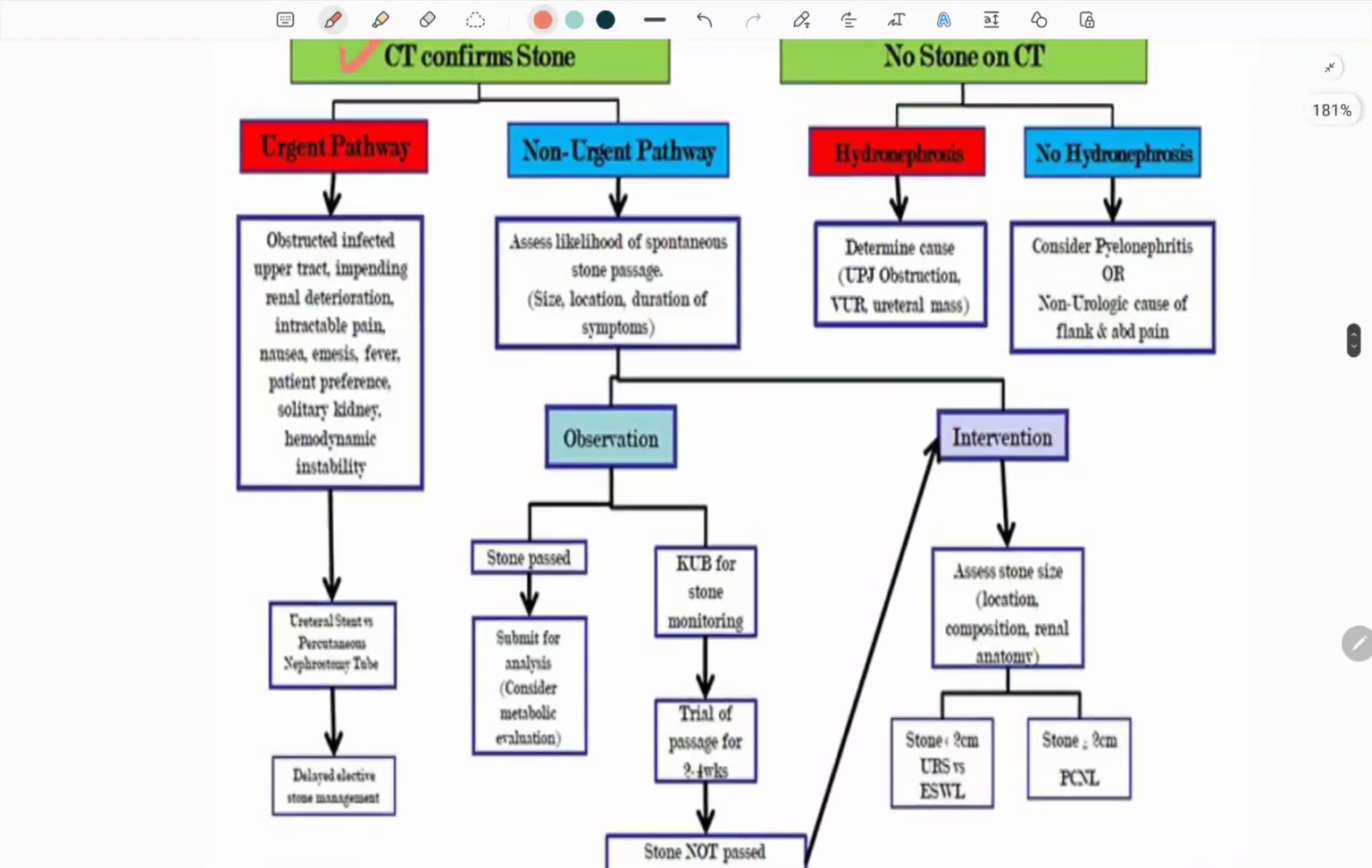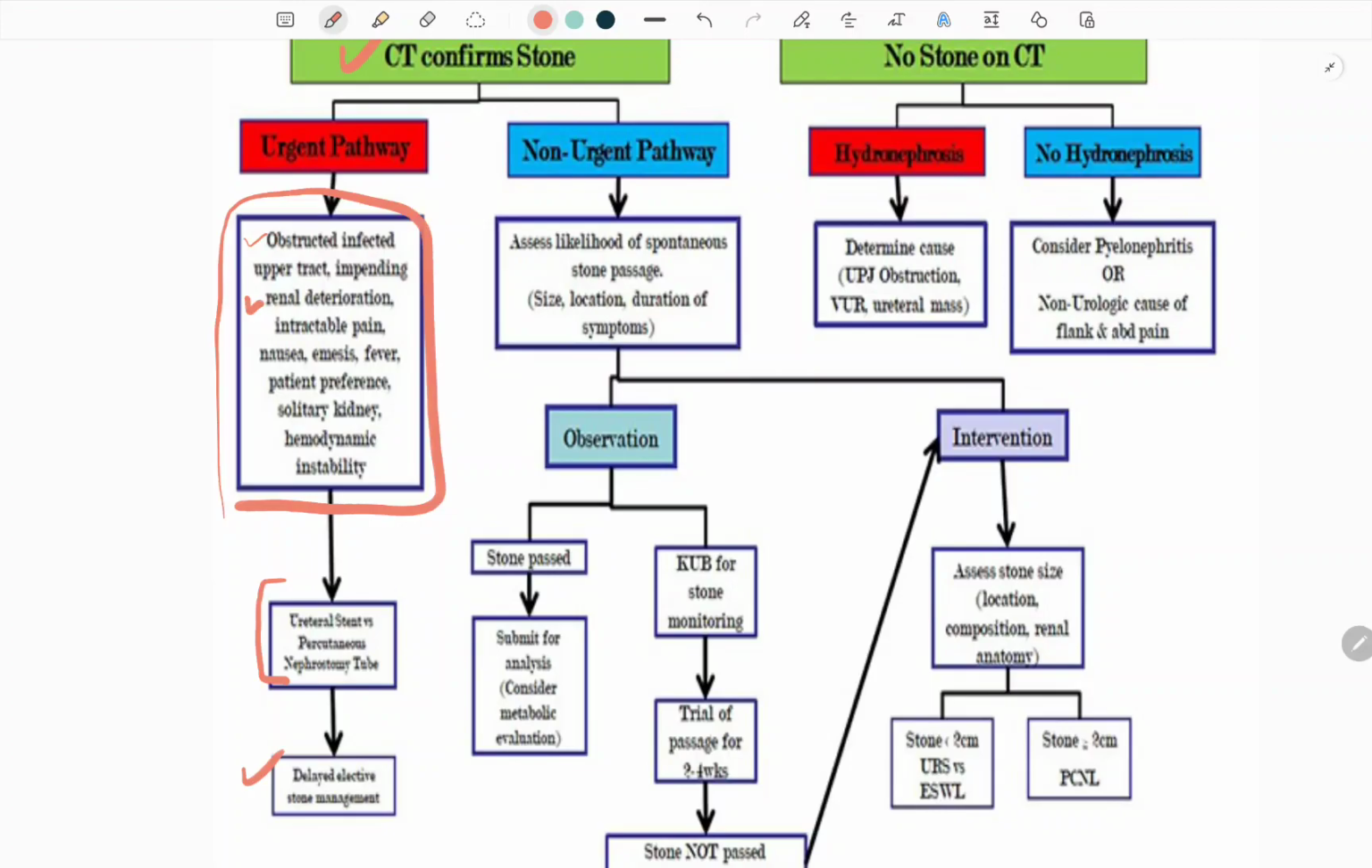Now there is an urgent pathway and a non-urgent pathway. Urgent pathway is for when it is an obstructed or infected upper tract, impending renal deterioration, intractable pain, nausea, emesis, fever, patient preference, solitary kidney, or hemodynamic instability. These are the factors which lead us to go for the urgent pathway, and we could see a ureteral stent performed or a percutaneous nephrostomy tube placed, and then we delay the elective stone management.